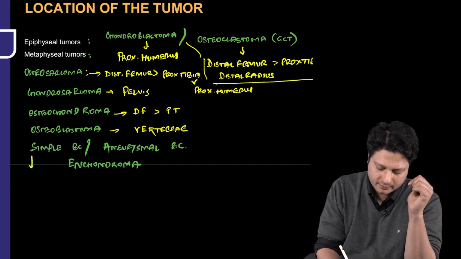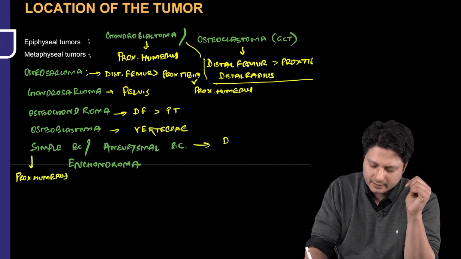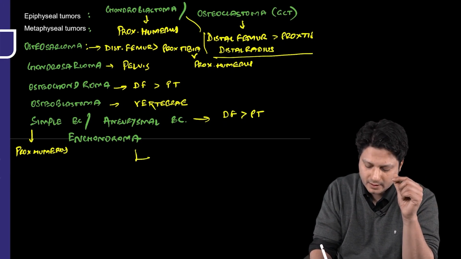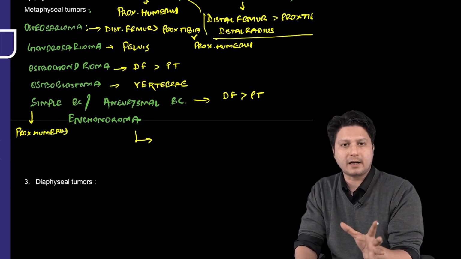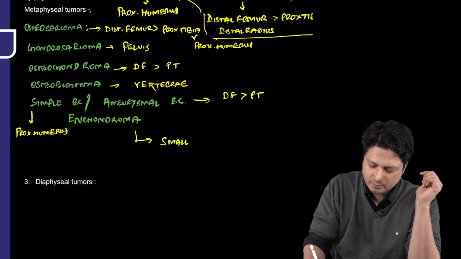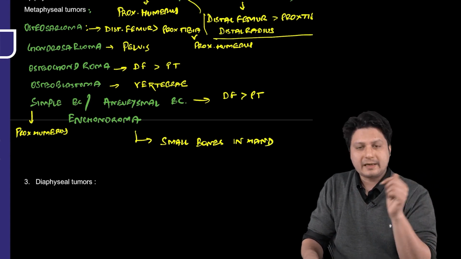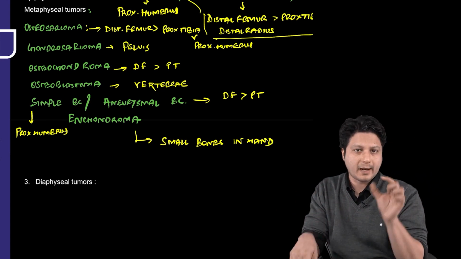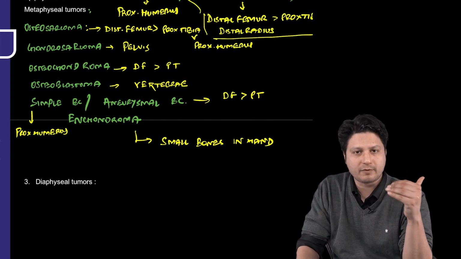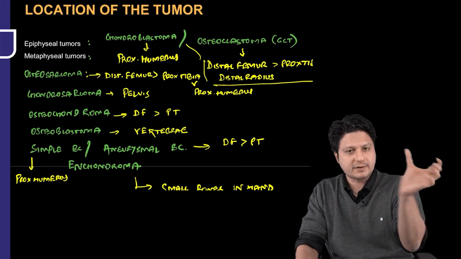For simple bone cyst, it is the proximal humerus, while for aneurysmal bone cyst, it is again the distal femur and proximal tibia. As far as enchondroma is concerned, the most common sites to be affected are the smaller bones in the hand. It is a tumor primarily affecting the small bones in the hand. You know, the metacarpals and the phalanges are the most common site to be affected by enchondromatous lesion. So this is about the metaphyseal tumors that you have to remember. These are the most common bones to be affected by epiphyseal and metaphyseal tumors.